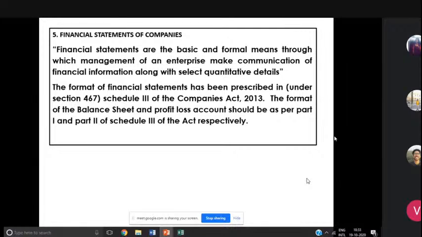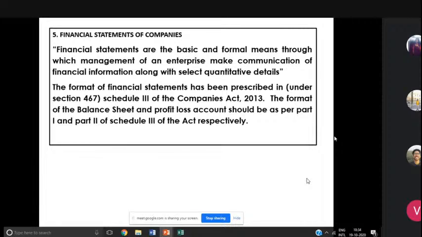Now, someone might ask you to define financial statement, first MCQ, first para. Financial statements are the basic, underline basic, and formal, underline formal, means through which the management of an enterprise makes communication of financial information along with the select quantitative details. No need of a one-page definition. This is the simplest definition.